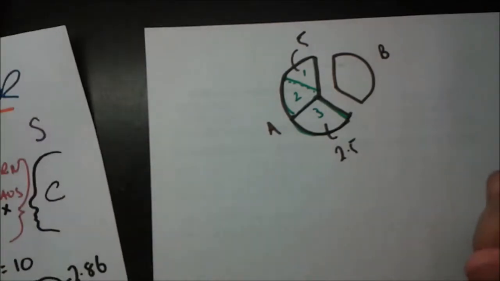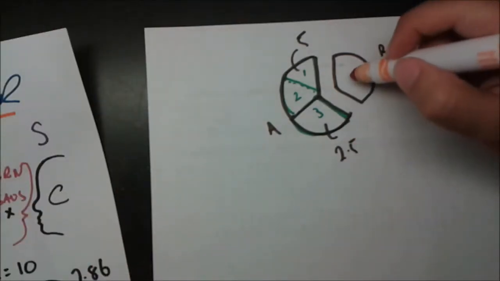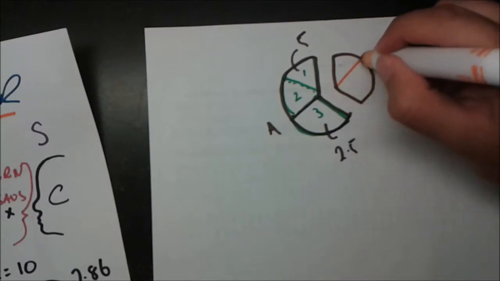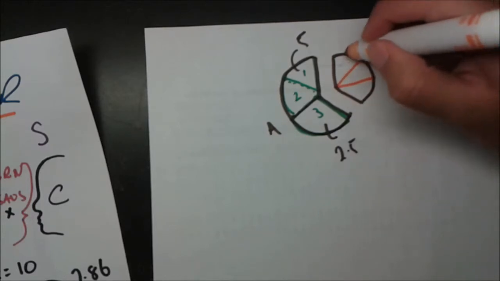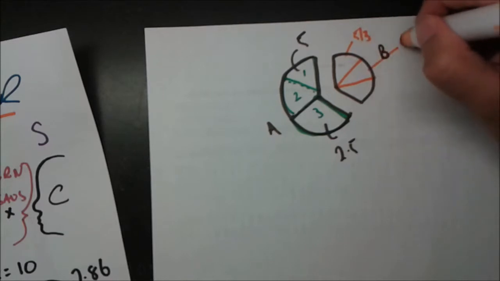Now B, his job is even easier. Since this piece is just worth $5 to him, all he has to do is divide it into thirds. And now each of these thirds is worth 5/3 dollars to him.